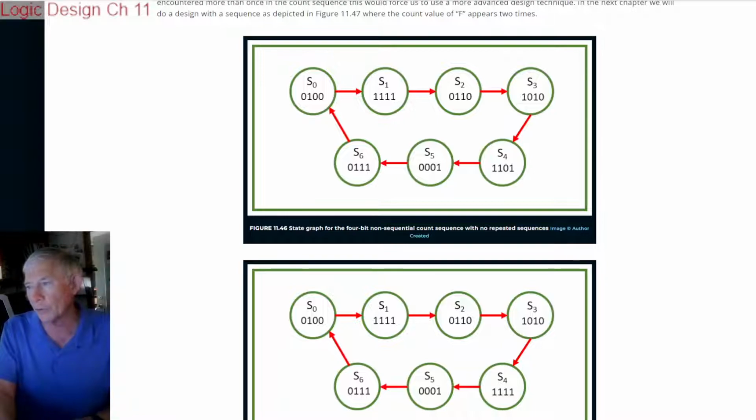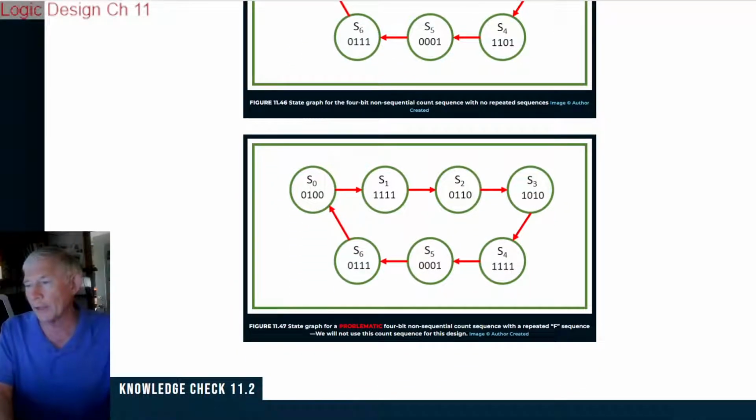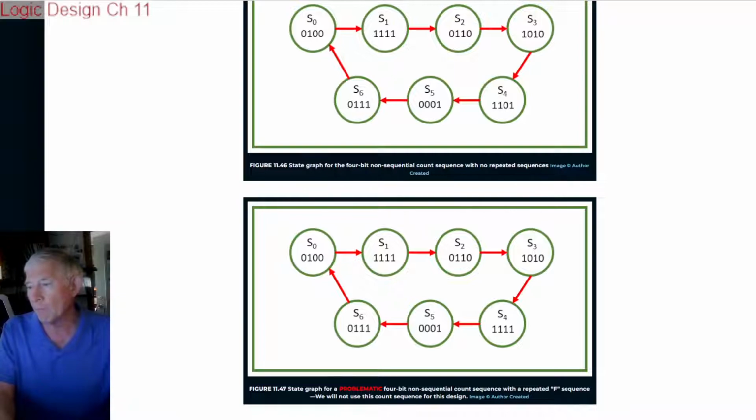So we have 1, 2, 3, 4, 5, 6, 7 states. And here we do 4, F, 6, A, D, 1, and 7. Notice, what if we did something like this? If we had S1 is F, and look, S4 is also an F. This would cause a little problem if we tried to do this design exactly the same way we just did. But we can still do it.